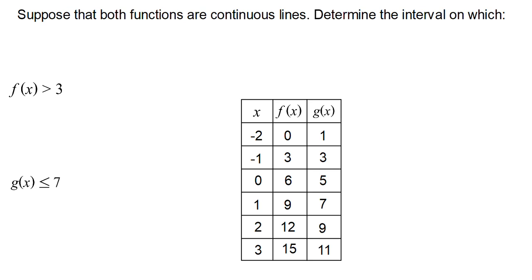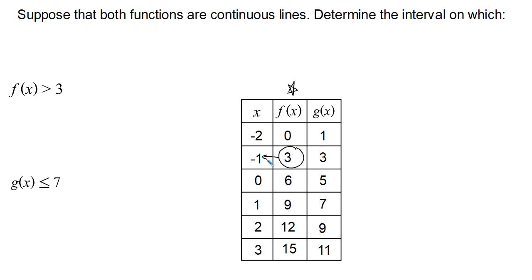If you're given a chart of two functions, f of x and g of x, which are both continuous lines for all real numbers, and you want to determine when, let's say, f of x is greater than 3, the first thing you have to do is look in the f of x column and find 3. We'll note that that happens when x is negative 1.